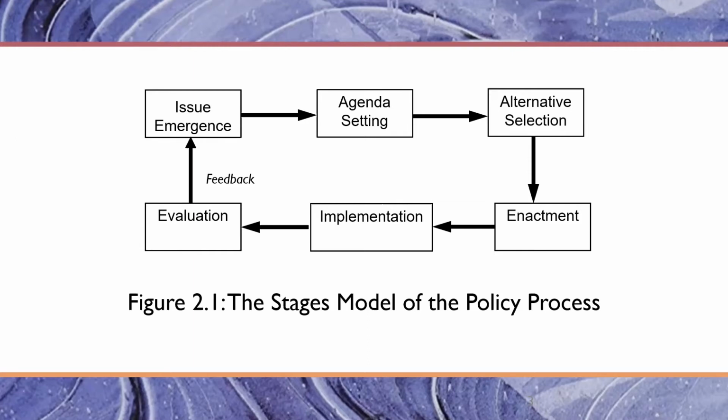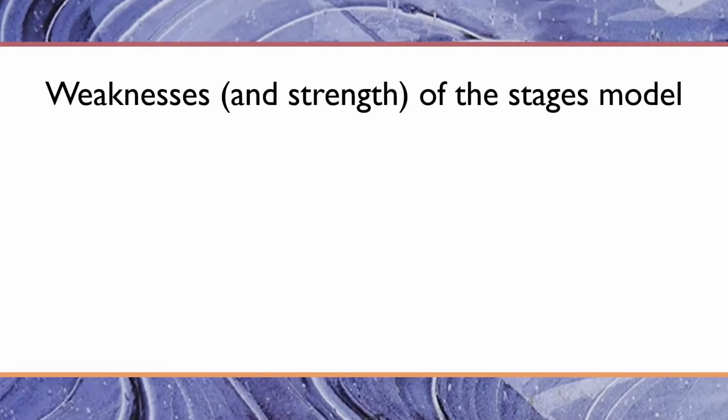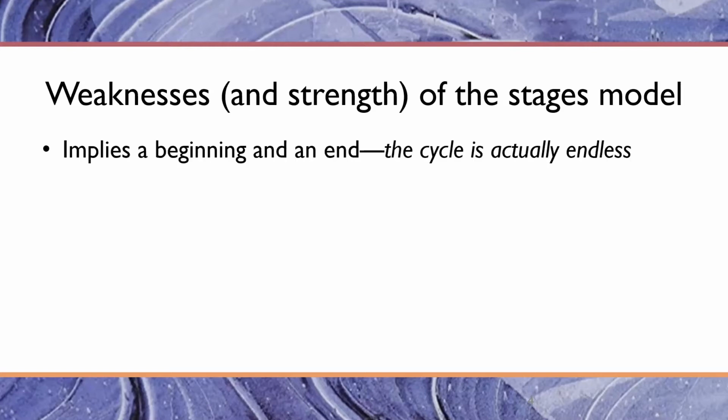or the policy system as depicted here. Now, there are some weaknesses to this stages model, but there are also some strengths, or at least one strength, and I want to highlight the strengths and weaknesses here. One of the weaknesses is that this model has long implied a beginning and an end of the policy process. Oftentimes you would see these stages not as a cycle, but as a list, starting from issue emergence and ending with evaluation. But the cycle is actually endless, and there's not just one cycle in any political system.